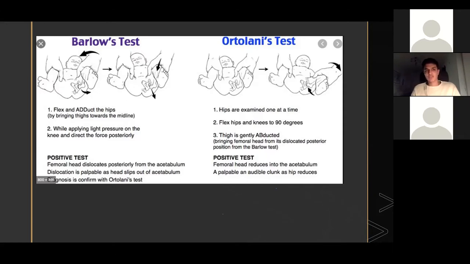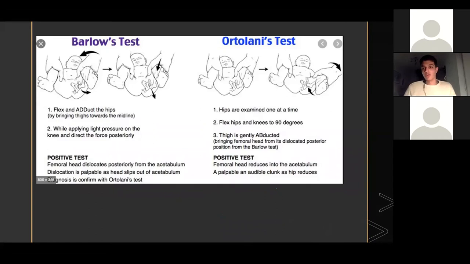Just get an appreciation for what you're doing, why you're doing it, and what you're looking for with all these tests. I wouldn't teach something if it was completely pointless and you only needed to do it if you were an orthopedic surgeon or pediatric consultant. This is something you might need to do as an F2, and it's something you might need to do if you're a GP or in A&E and you've got a child with hip pain or who's not mobilizing properly, for example, or the leg looks funny.